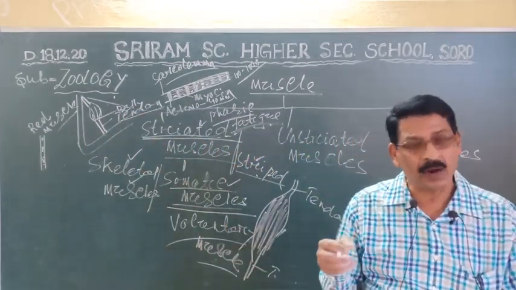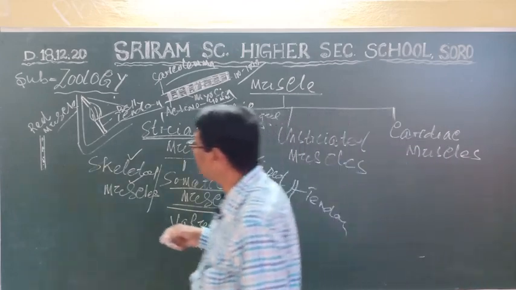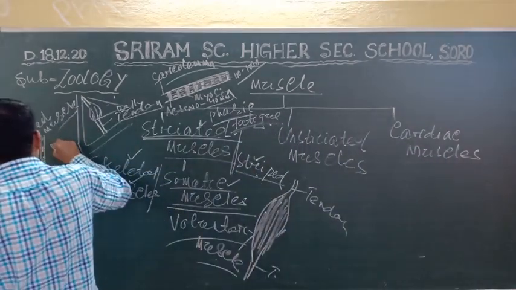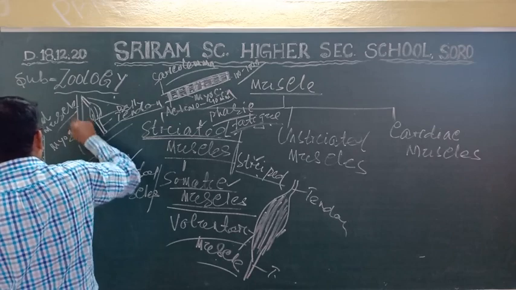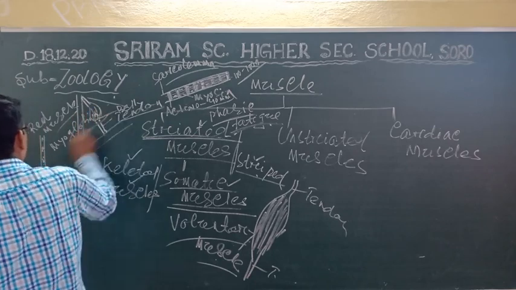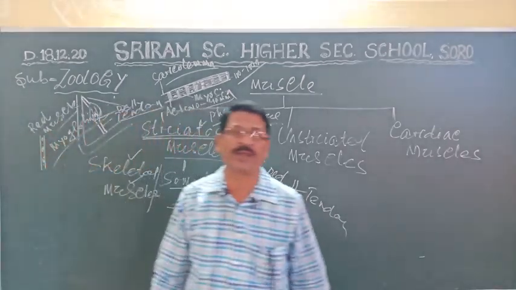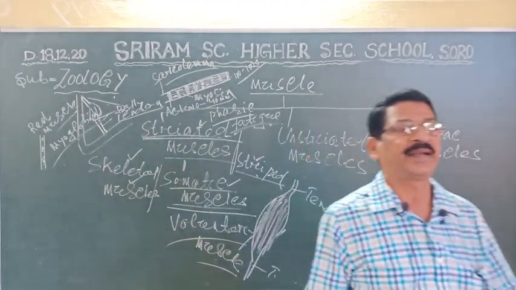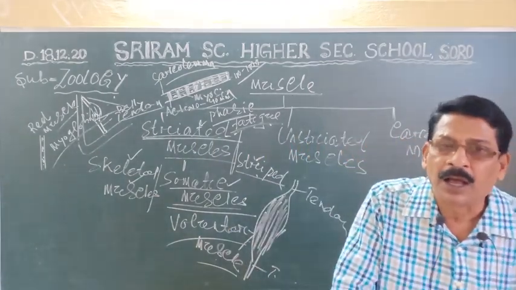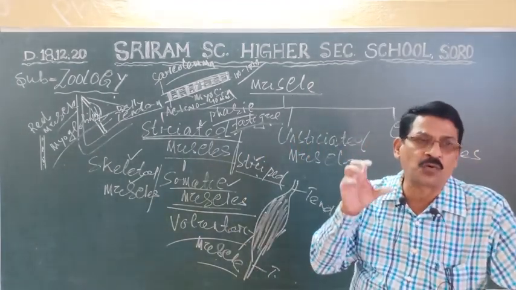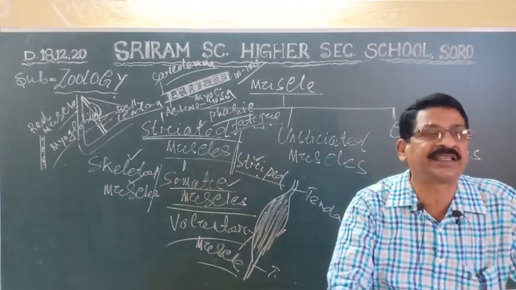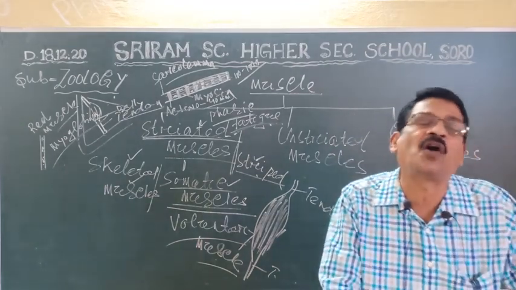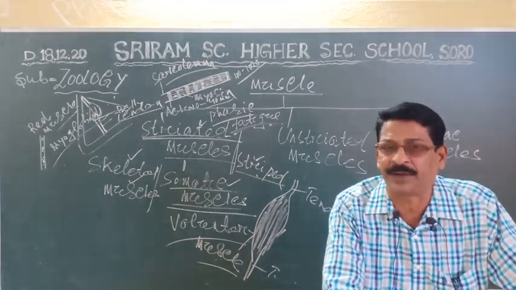And it contains myoglobin. That is, it contains the pigment called myoglobin, which has the capacity to receive and store oxygen. That is the myoglobin. Clear?